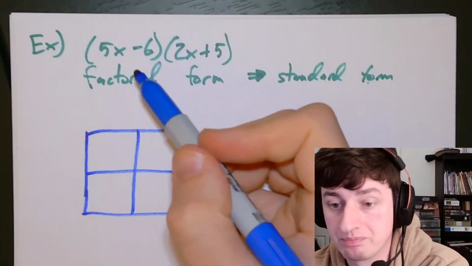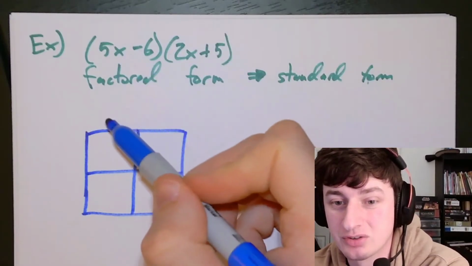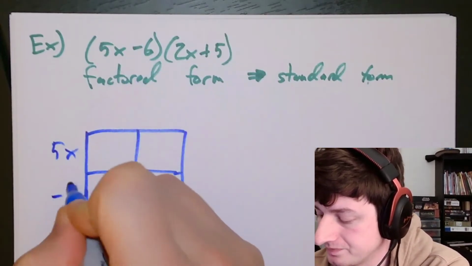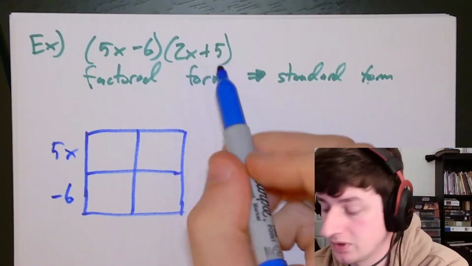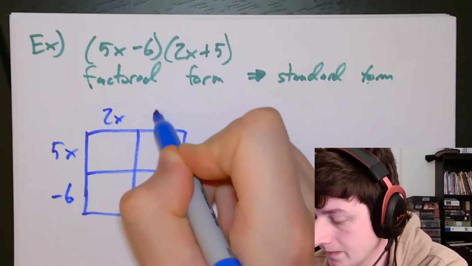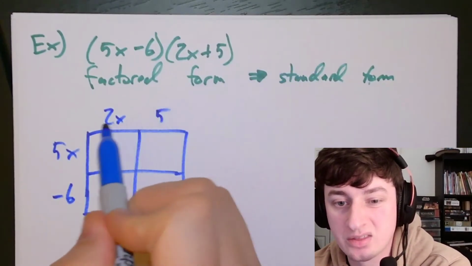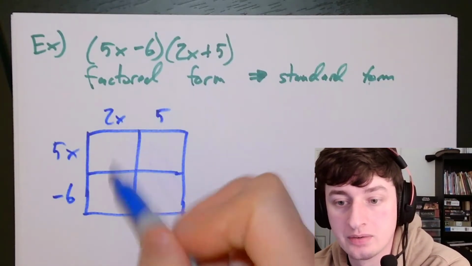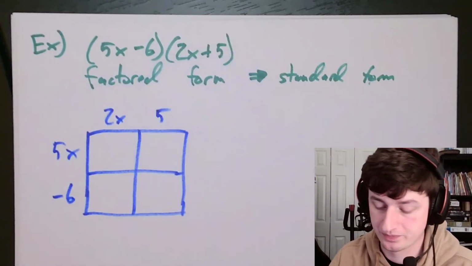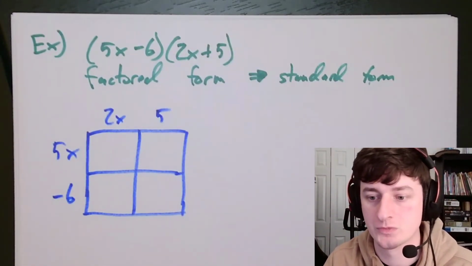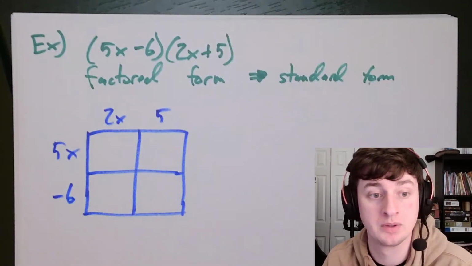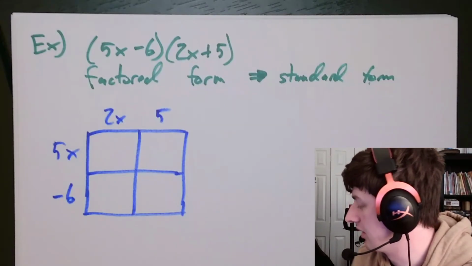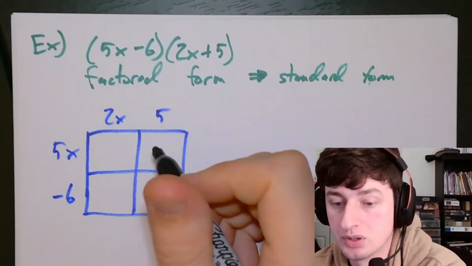Let's do the problem. So 5x minus 6, it doesn't matter if we put that here or here. So I'm going to put it on the left. And then 2x plus 5 can go on the top. So this is the length of my rectangle, and this is the width. And we're going to multiply those to find the area inside of here. Okay. So each individual box is going to have a different number in it, and then we'll combine all those numbers at the end. We'll have some simplifying to do, but no canceling.